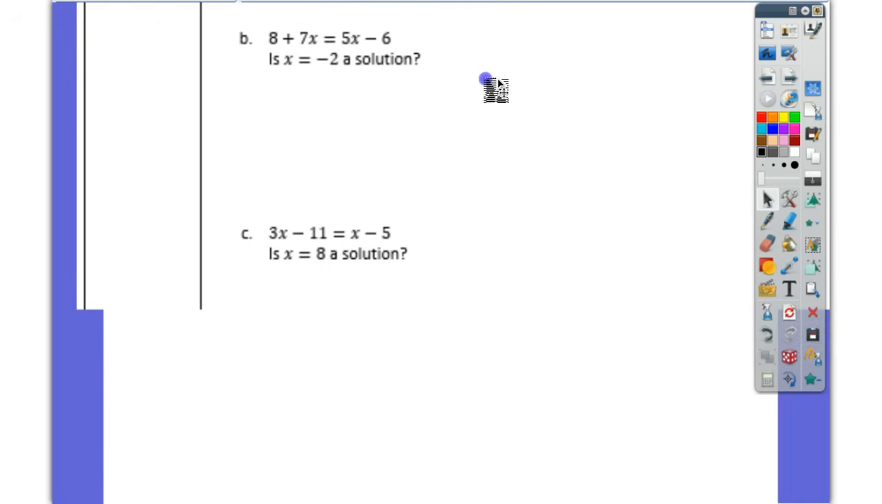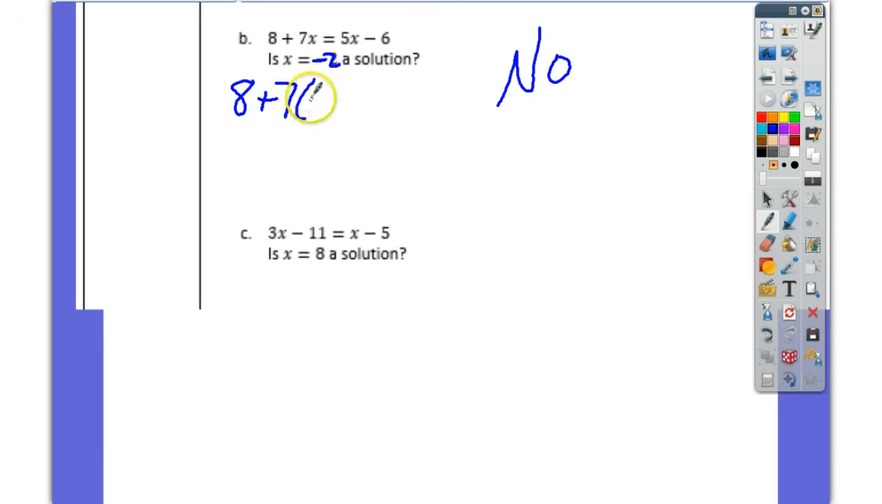Write your answer on your board and tell me what you get your numbers to be. 10 equals 10. 5 equals negative 2. What do you get it to be? Yes or no? Hold up your answer. So you all came up with the answer no, which was correct, but some of your numbers weren't correct. If you put the negative 2 in for your x, 8 plus 7 times negative 2, does that equal 5 times negative 2 minus 6?